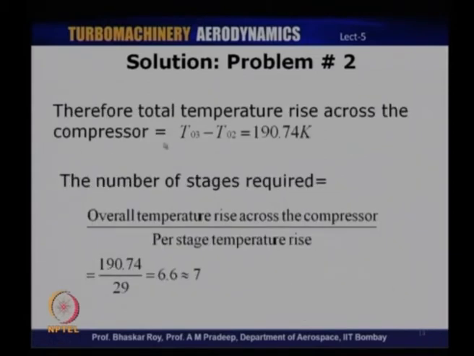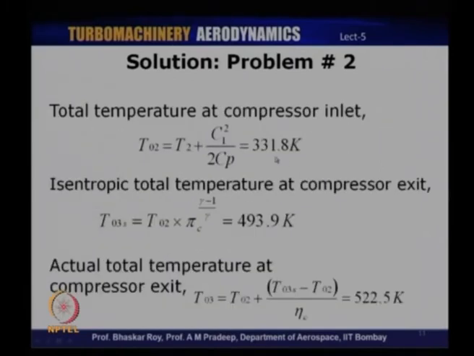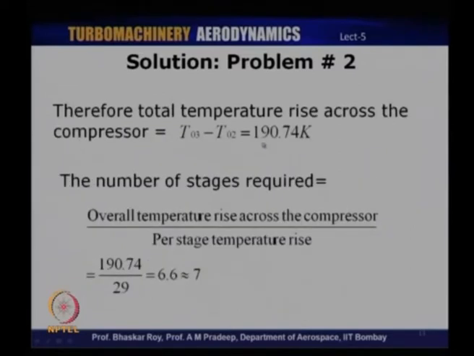Therefore, the total temperature rise across the compressor is 522.5 minus 331.8, so that is 190.74 Kelvin. This is the total temperature rise across the whole compressor. So, the number of stages required in this case will be the overall temperature rise across the entire compressor divided by the per stage temperature rise, that is 190.74 divided by 29, which is 6.6, and that has been rounded off to the next integer, and that is 7.